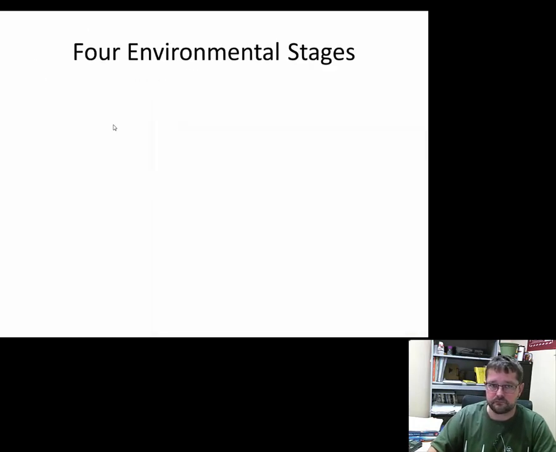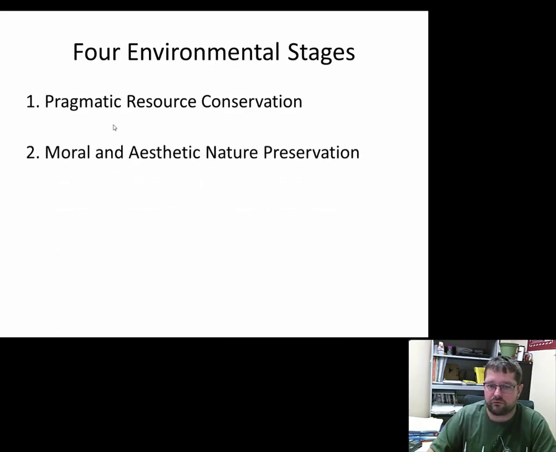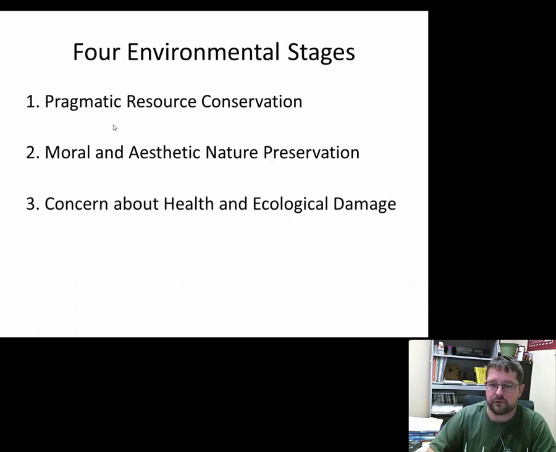All right, so that brings me to the 4 environmental stages. First one, pragmatic resource conservation. The second one is moral or aesthetic nature preservation. So this is conservation versus preservation. We'll get into this in the next lecture. Then we have a more modern approach, and that's concerning health, whether that be clean water, clean air, these kinds of things. And then what about the ecological damage that's going on?